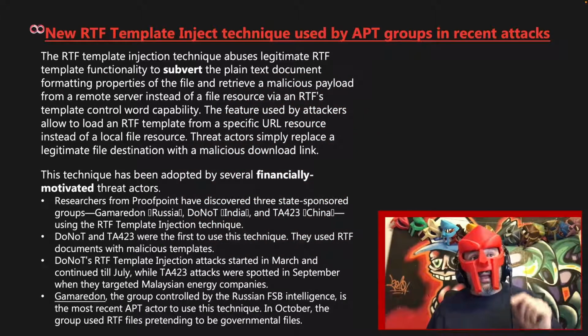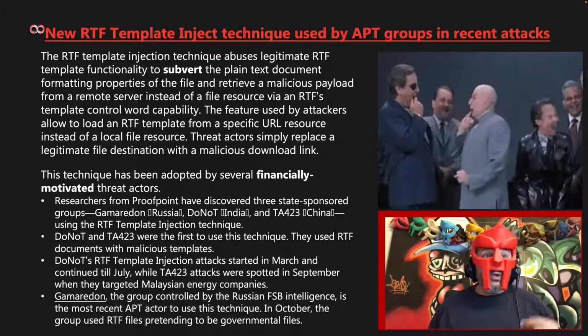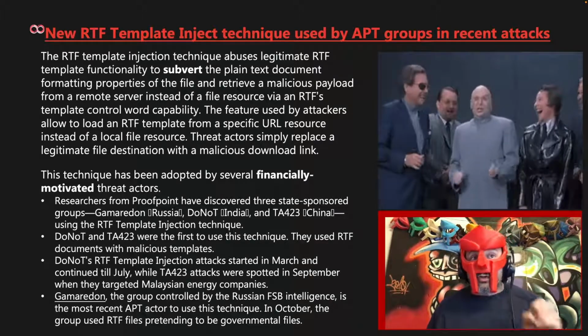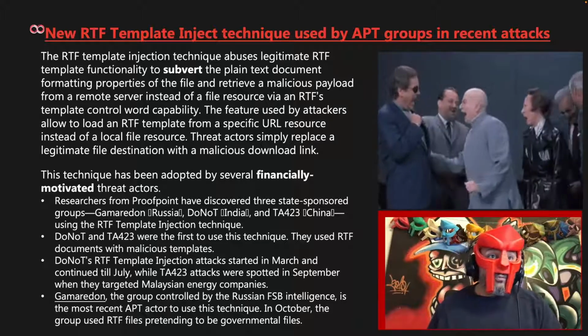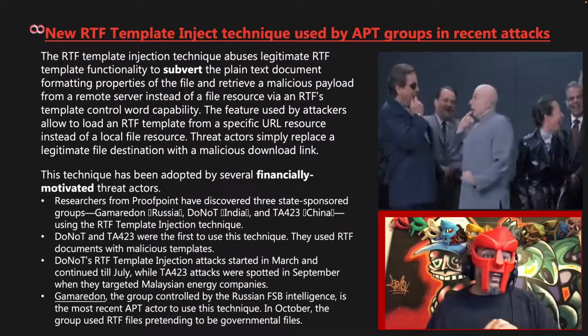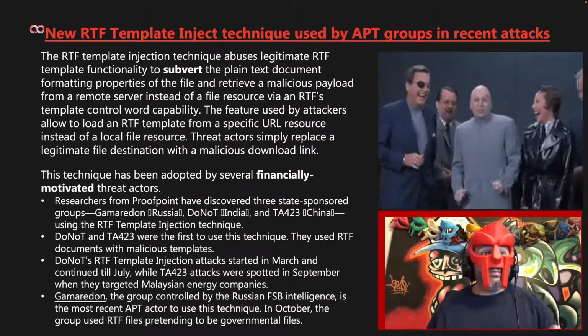This technique has been adopted by several financially motivated threat actors. Researchers from Proofpoint have discovered three state-sponsored groups, Gamaredon from Russia, DoNot from India, and TA423 from China, using the RTF template injection technique. DoNot and TA423 were the first to use this technique. They used RTF documents with malicious templates.